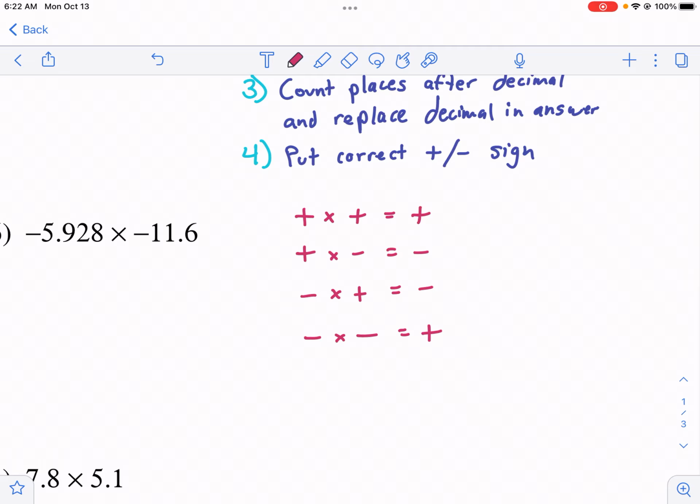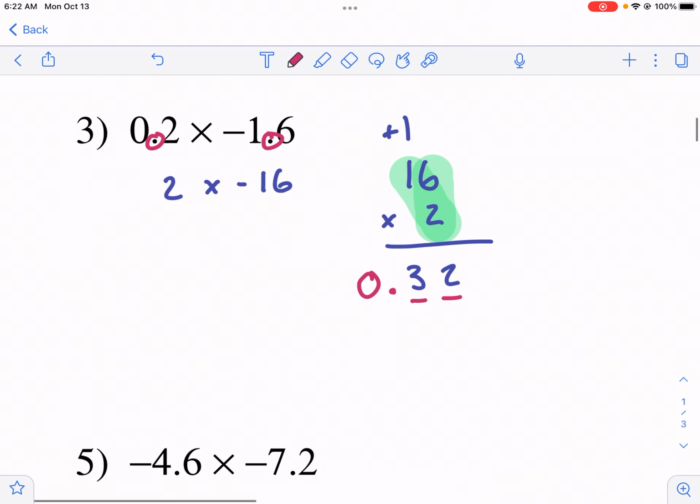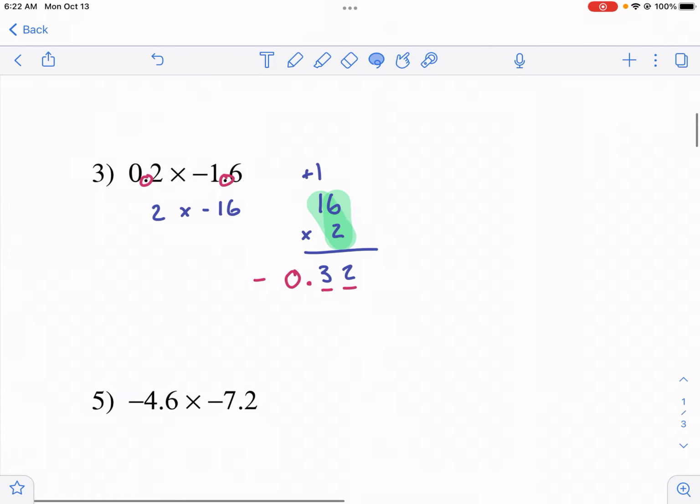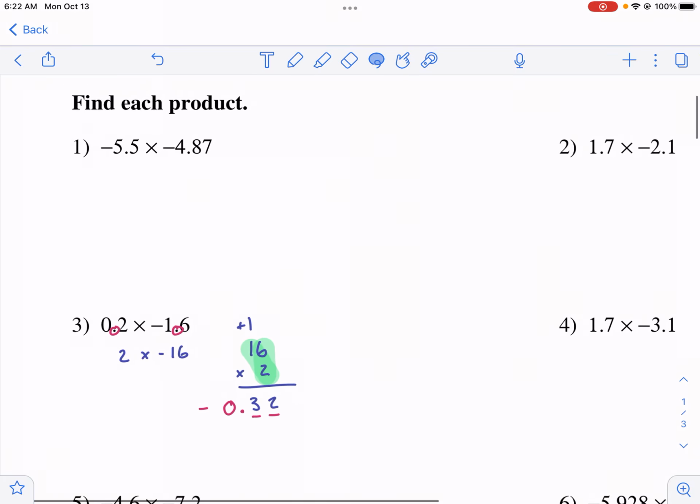So this is a chart that we are going to refer to if we're having difficulty understanding what sign we need to put. Here we have a positive 0.2 times a negative. So we're going to get a negative. I need to have that negative in my answer. So negative 0.32 is going to be my answer. That's number 3. Let's move on to a double-digit one. How about number 1? Oh, that one's a triple digit.